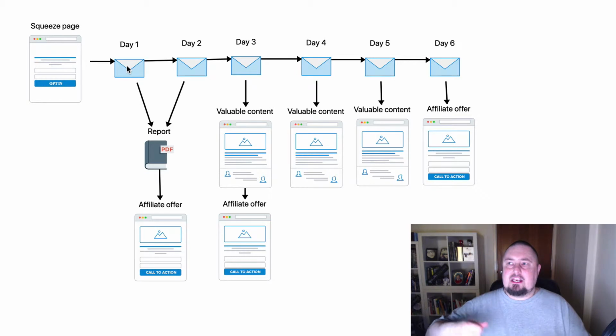And this creates what's called an NLP open loop. So we're opening up a loop. We're not closing it until tomorrow. If they want to close that loop, that curiosity loop, they have to open tomorrow's email. And this is how you build a relationship. So that's day one. And then on day two, we're going to complete the loop.